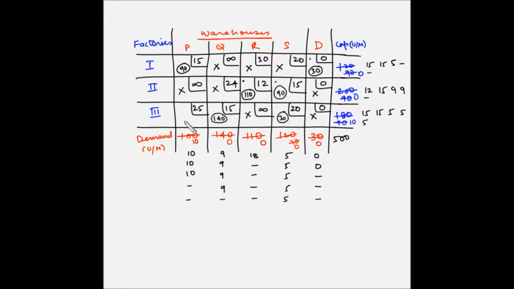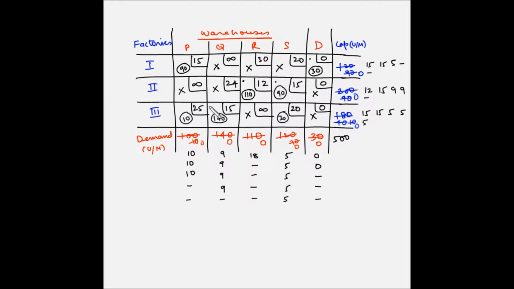Now the last square to be allocated is 3P. P has a demand of 10 units, while 3 has a capacity of 10 units as well. So we can allocate 10 units to this square. Now with this allocation, the entire demand at P has been met, and the entire supply capacity for 3 has also been exhausted. So this becomes our basic initial feasible solution, as all the demand and all the supply has been allocated.